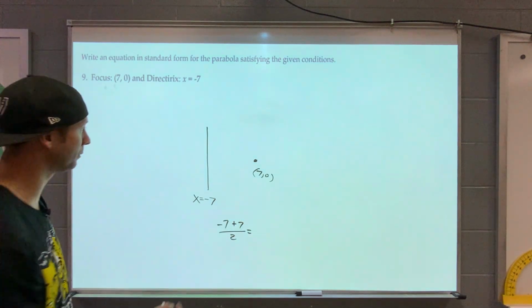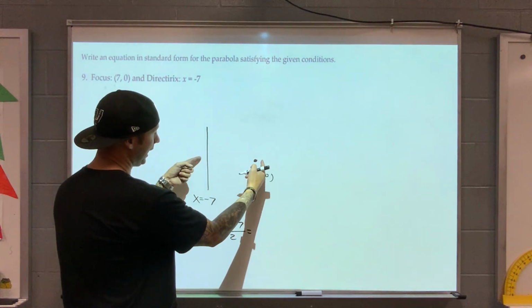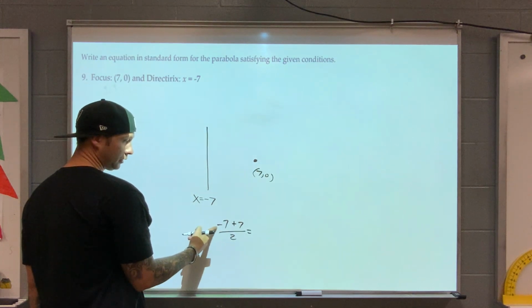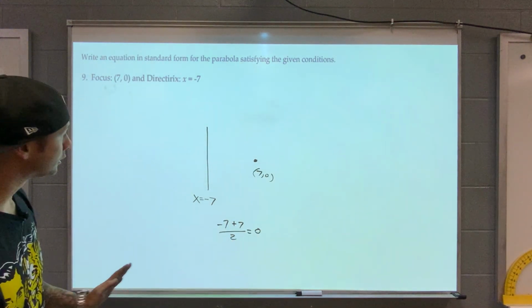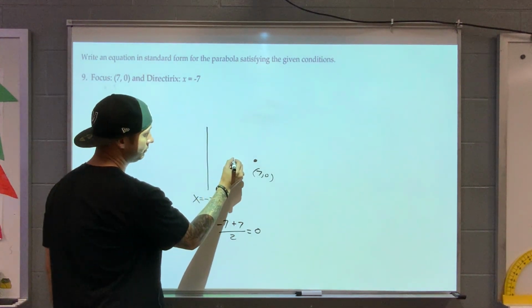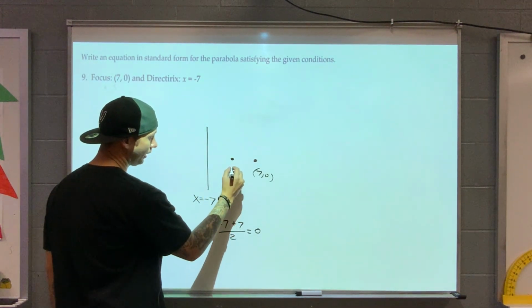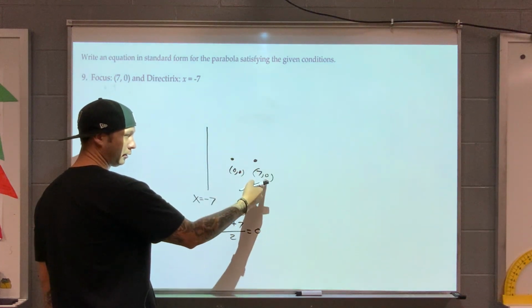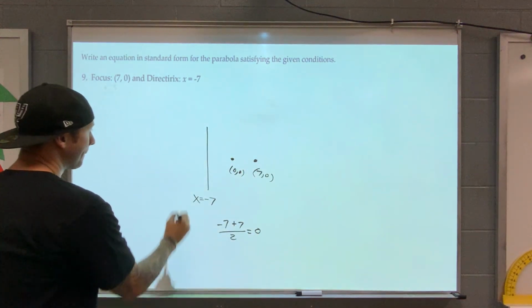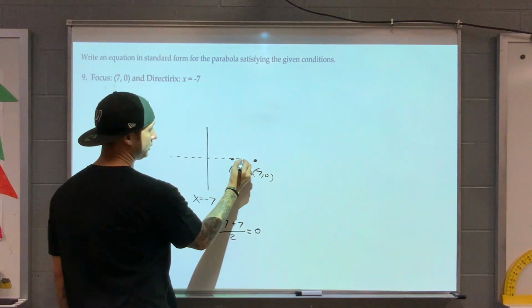If you think back to geometry, add up the endpoints, divide by 2. So this will be 0. That's nice. So it's 0, right in the middle at 0, 0, because this is on the y equals 0 line. Axis of symmetry is going to go like this.